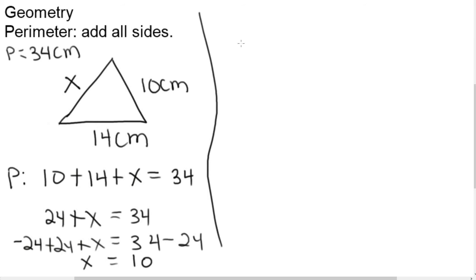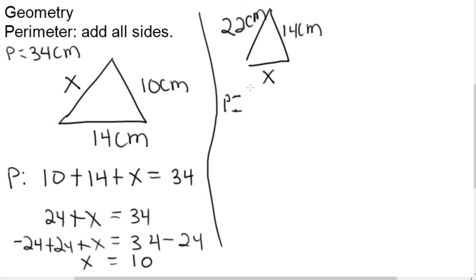What if I took another triangle and I had 22 centimeters here. I have 14 centimeters here. I want to know x when my perimeter is equal to 59. So I have 22 plus 14 plus x equals what? 59. And so from here you pause the video and solve this part yourself.